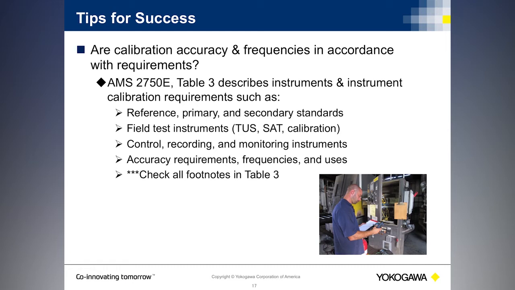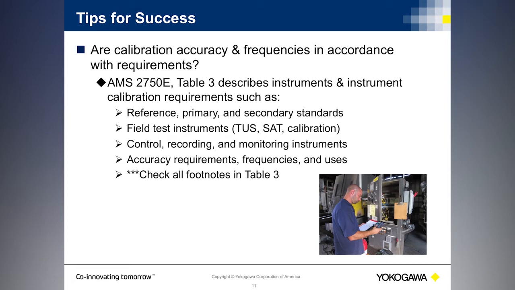It talks about the reference, primary, and secondary standards. Also talks about field test equipment that you would use for temperature uniformity survey, system accuracy test, calibrations of process instrumentation. Talks about the accuracy requirements for control, recording, and monitoring instruments, frequencies, and uses. Again, be aware that Table 3 includes quite a few footnotes that need to be incorporated when necessary. Again, prime aerospace pyrometry requirements need to be incorporated when applicable.